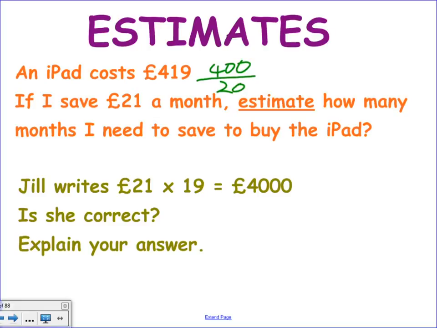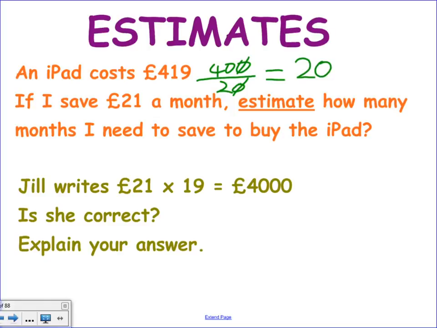400 divided by 20, is that hard for anybody? The way to do divisions when you end up with lots of zeros is they cancel each other out. So 400 divided by 20 is exactly the same as 40 divided by 2. We haven't done that as a tip yet. So it should take 20 months.